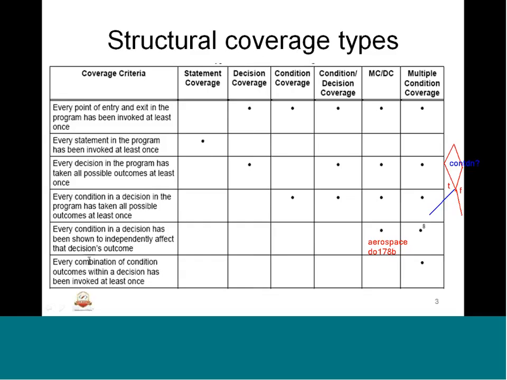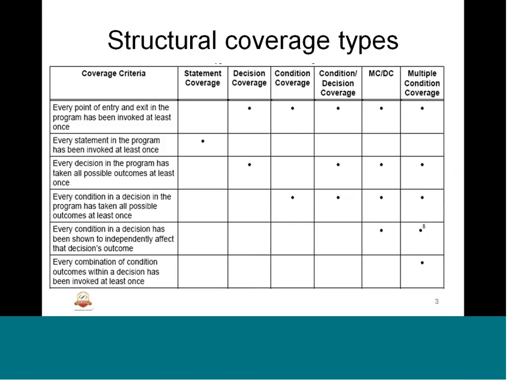The last one is every combination of condition outcomes within a decision has been invoked at least once. This is with the multiple condition coverage, where several different conditions, because a program or a function could have similar or different sorts of diamond boxes and processing statements. All those parts have to be executed with several combinations of them. So that is done with the help of multiple condition coverage. This table talks about the coverage criteria, what types of coverage we have. We will study each of them in detail.